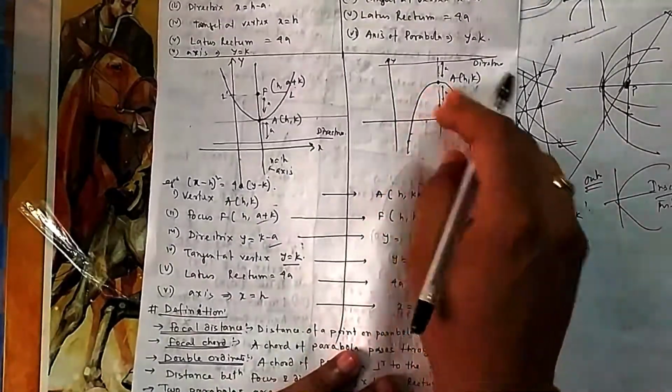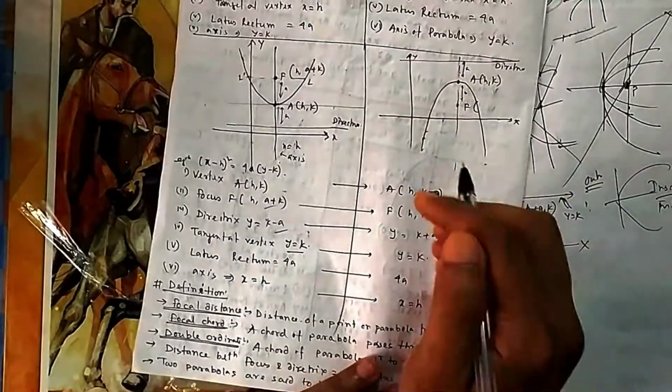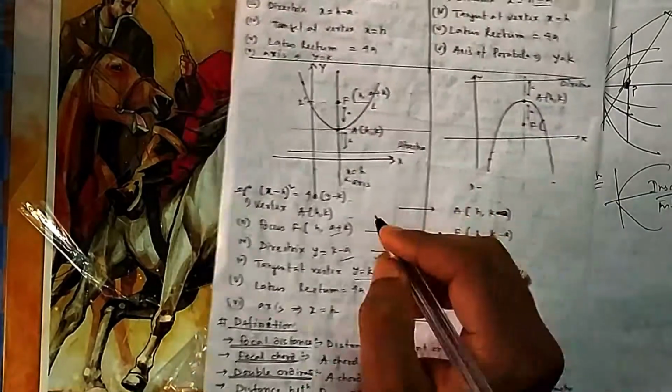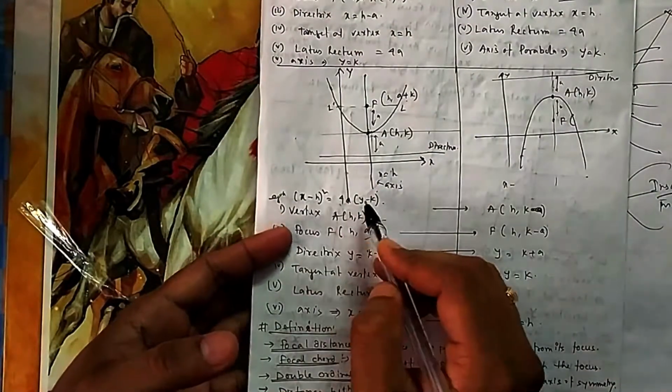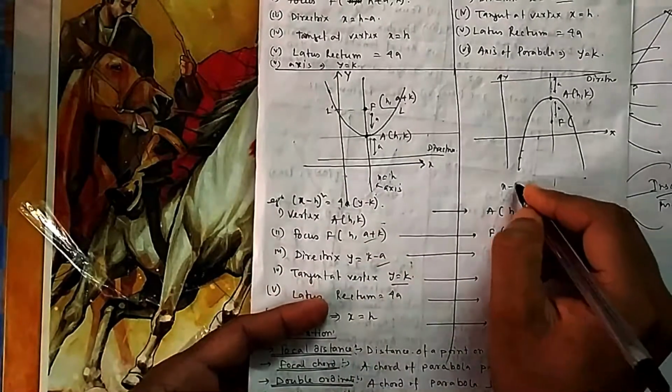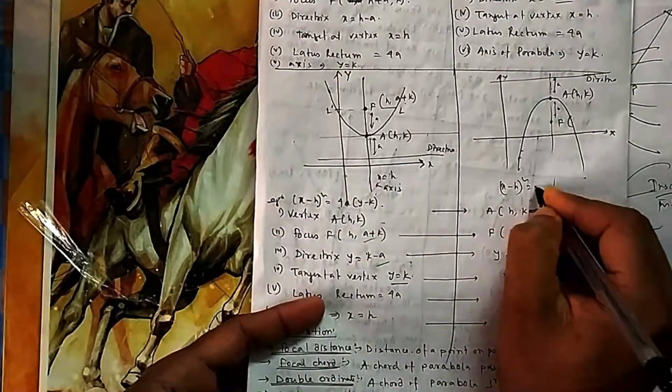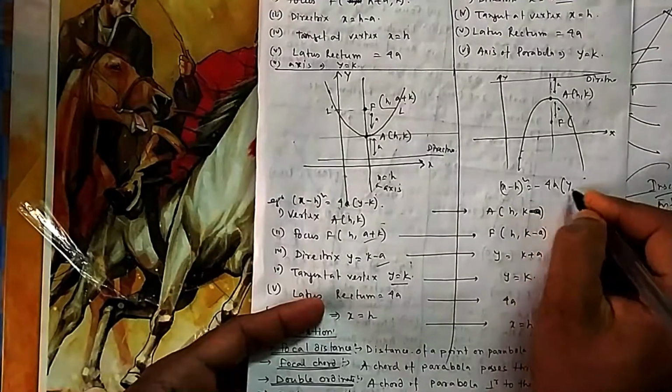Similarly, you can draw for this one also. This is upside down. What is its equation? I have not written it. Its equation is x square equal to 4ay. Instead of x, you will write x minus h. Instead of y, you will write y minus k. Here it will be x minus h whole square. Minus will be there because it is down.